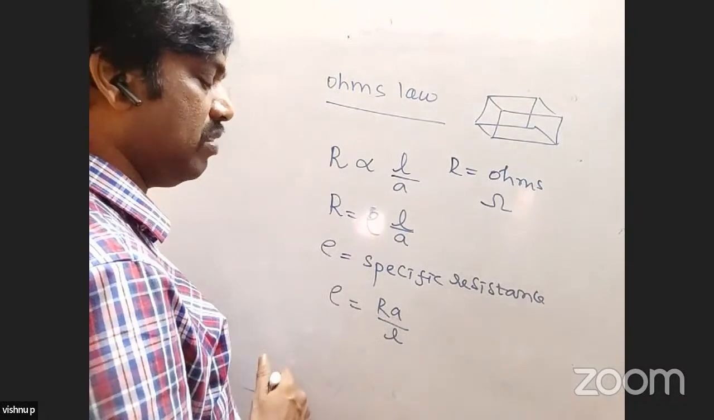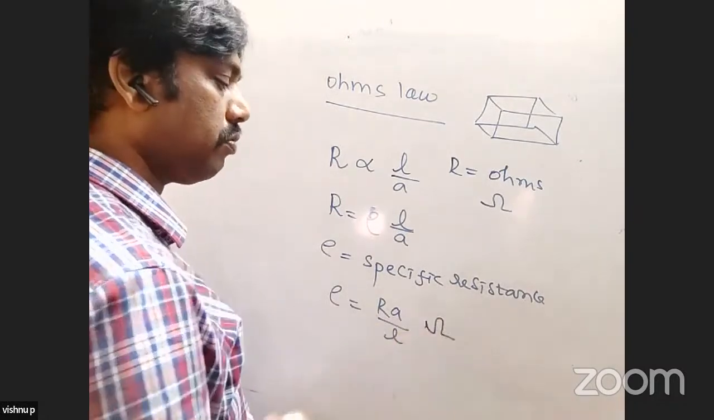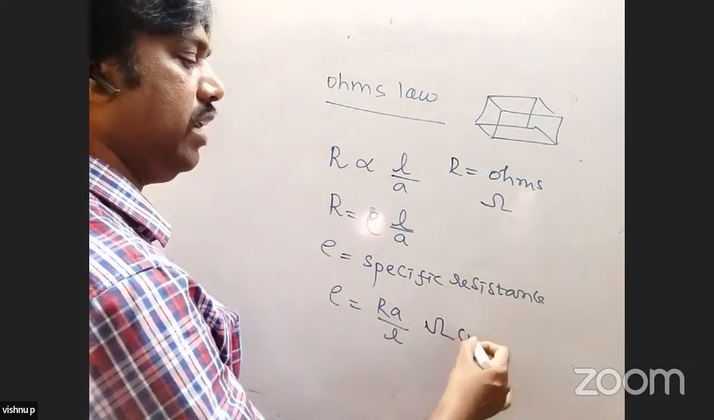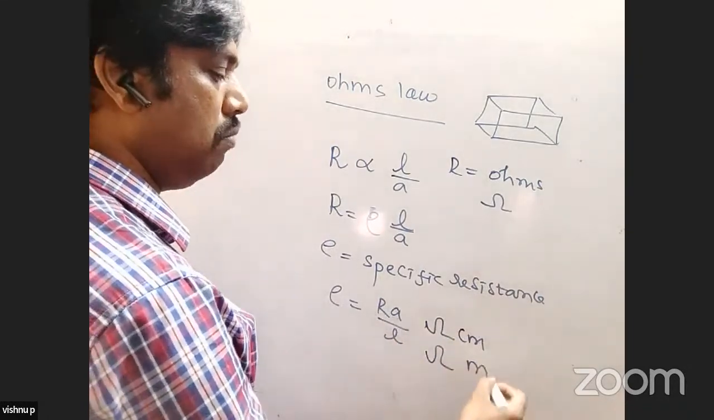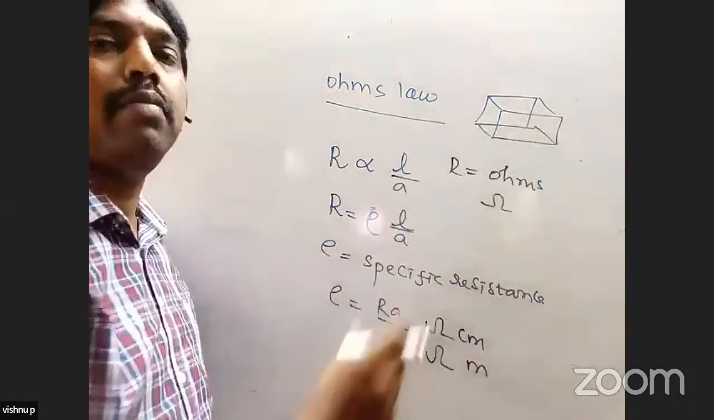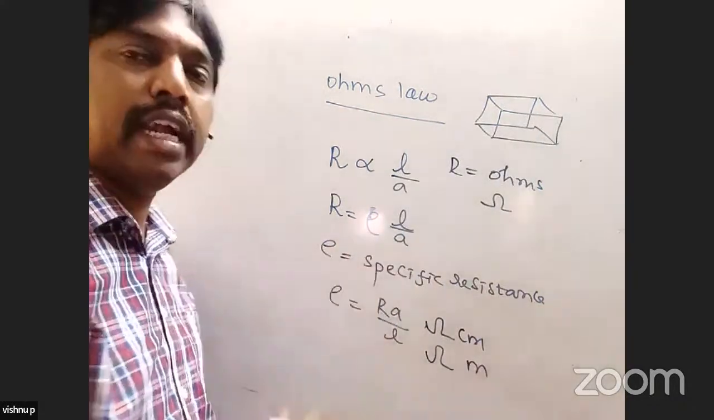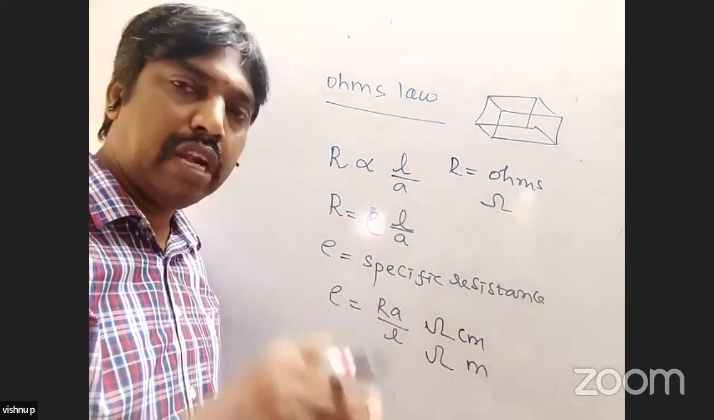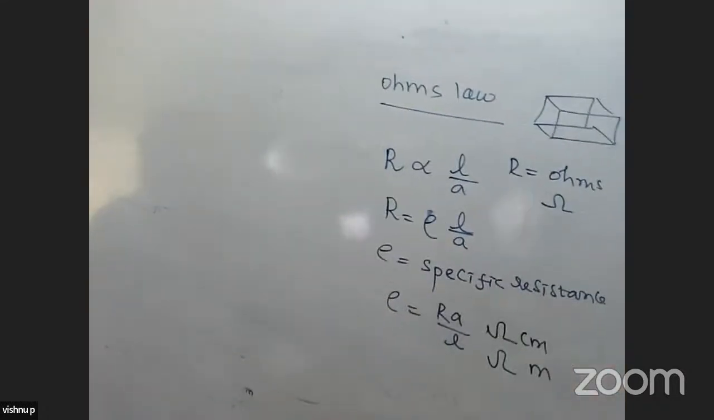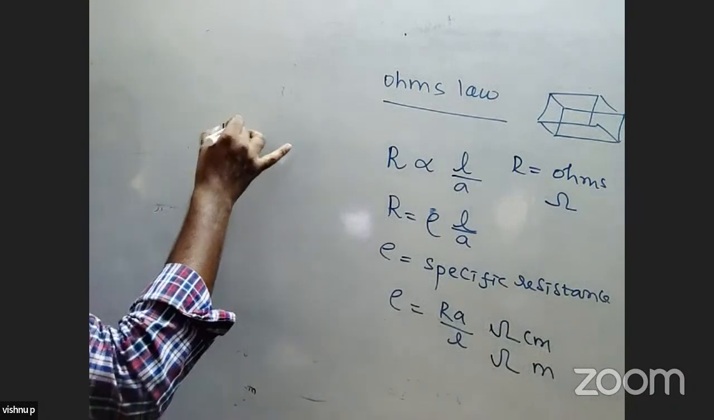What are the units of specific resistance? Ohm into area by length, ohm centimeter or ohm meters. Next, in that 1 cubic centimeter cube, 1 ml of electrolyte is present. In that, what is the conductivity? That is called the specific conductivity K.